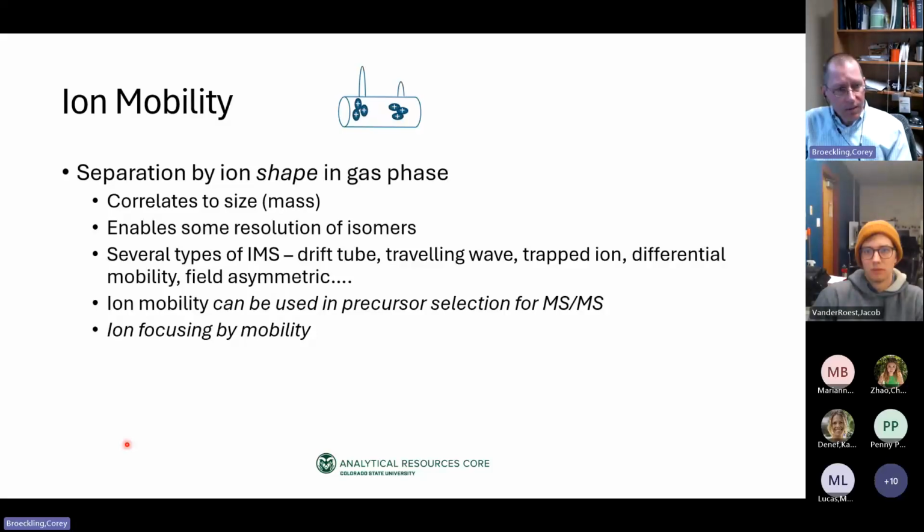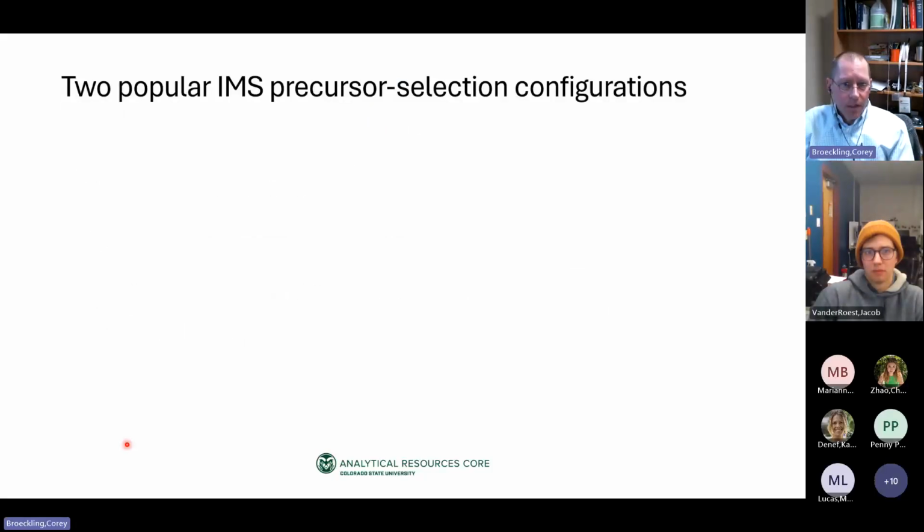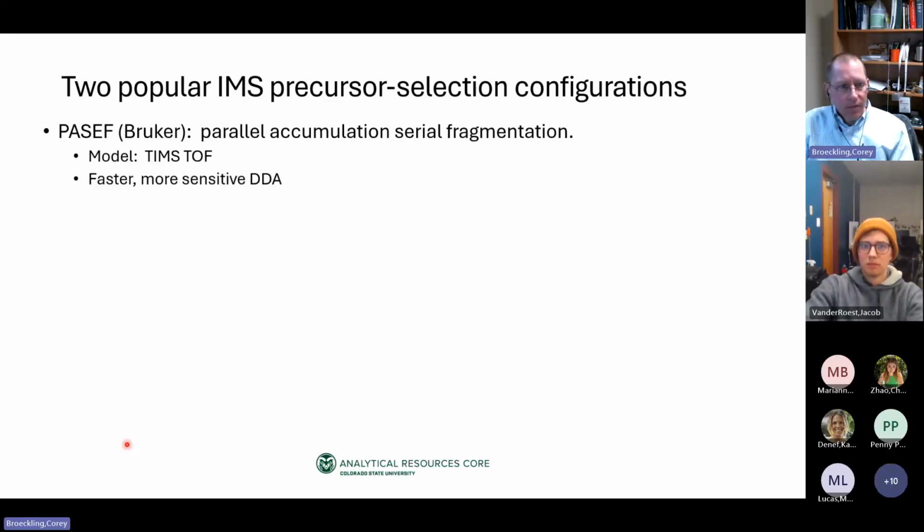And the reason I wanted to introduce this is because ion mobility can be used in precursor selection for MSMS experiments. And it does so by using the property that ions are focused by their mobility. And there's effectively two popular IMS configurations that I wanted to introduce here because you will see them in the literature. The first one you can find on Bruker mass spectrometers. It's called PASSF, Parallel Accumulation Serial Fragmentation.